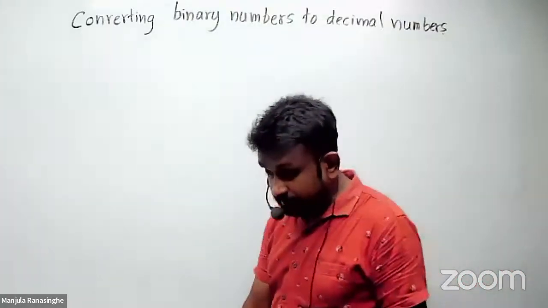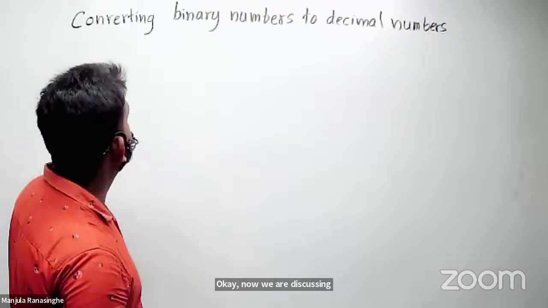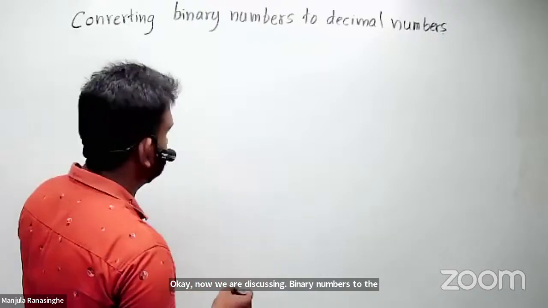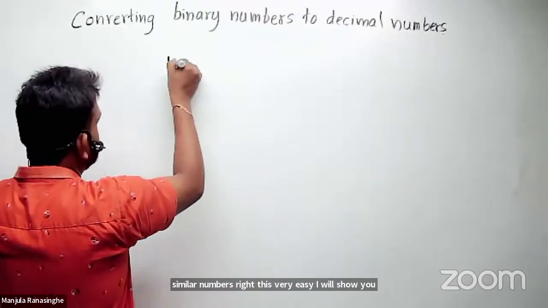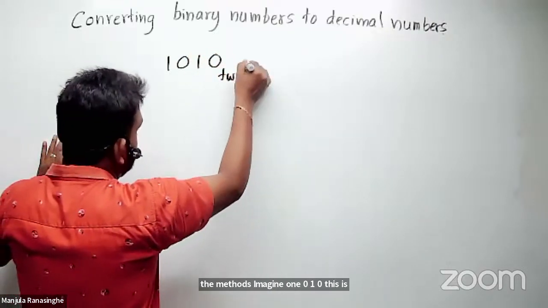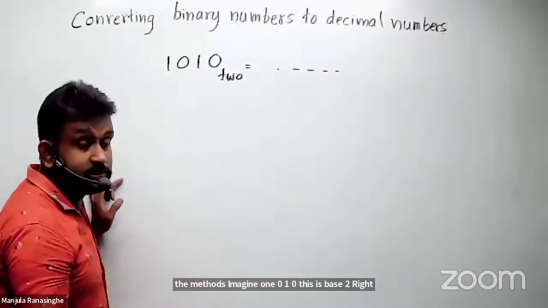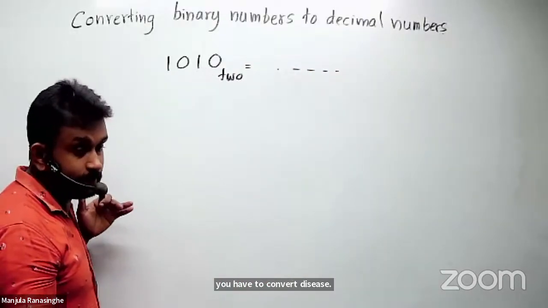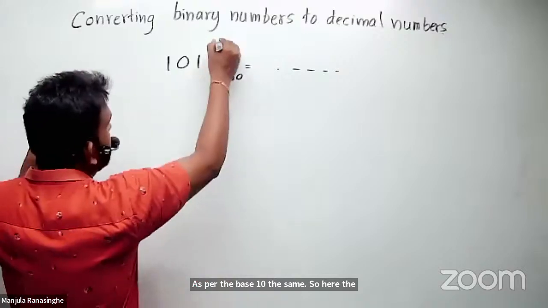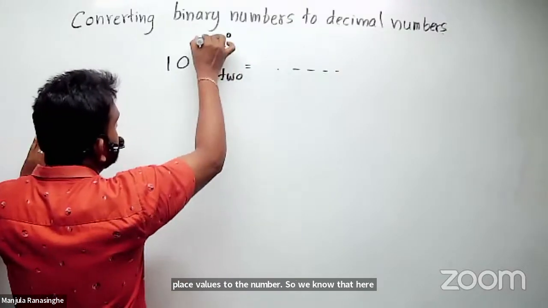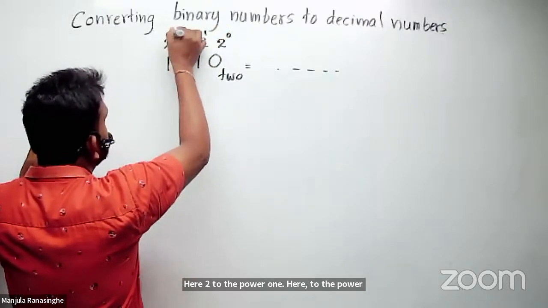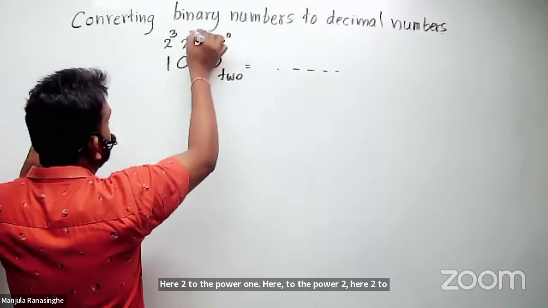Okay, now we are discussing binary numbers to decimal numbers, right? This is very easy. I will show you the methods. Imagine 1 0 1 0. This is base 2, right? Now you have to convert this as per base 10. Decimal means base 10. So here the way is giving place values to the number. So we know that here 2 to the power 0, here 2 to the power 1, here 2 to the power 2, here 2 to the power 3.